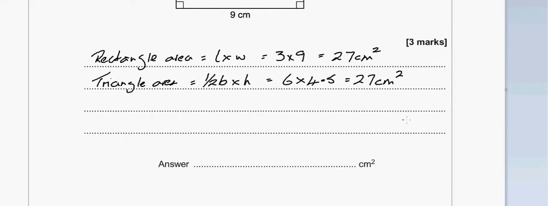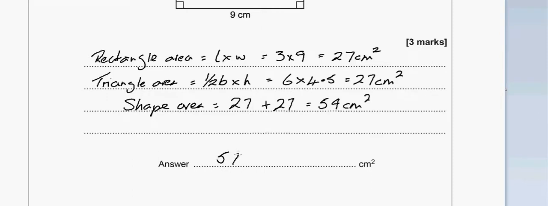Okay, so I can then say that the shape area equals 27 plus 27, which equals 54 centimeters squared. So we can put that in here, so that's nice and easy, and the units are there. Okay, so it's a nice easy question, so I'll pause it and I'll move on to the next question.